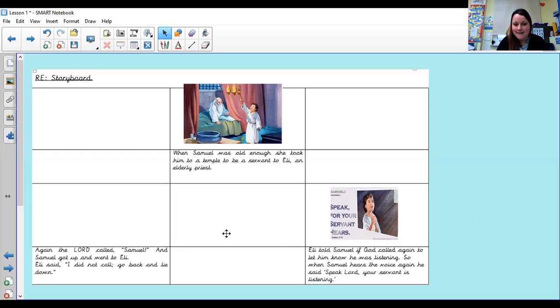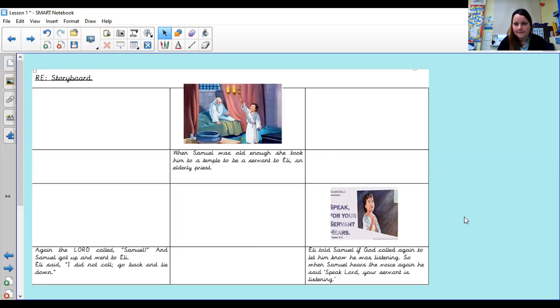Then you've got to fill in the next box. And then the last box I filled in for you. So Eli told Samuel, if God called again, to let him know he was listening. So when Samuel hears the voice again, he said, speak, Lord, your servant is listening. So hopefully that's helpful. And then you just need to fill in the missing text and draw a picture in each of those boxes.